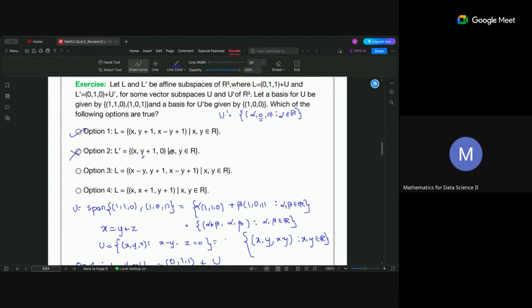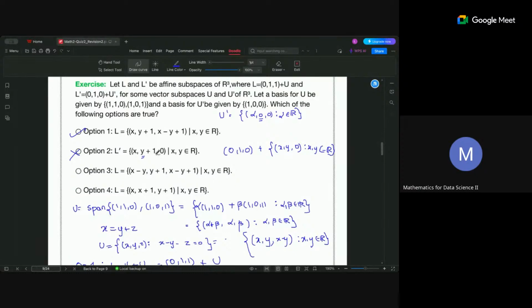Do you all understand why it is incorrect? Because here if you split it, you are actually getting the set of all (x, y, 0), which is not the scenario for us. For us, your u dash is this, not this. So this option is incorrect.